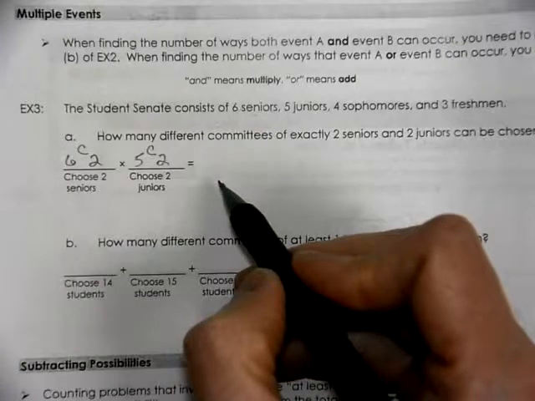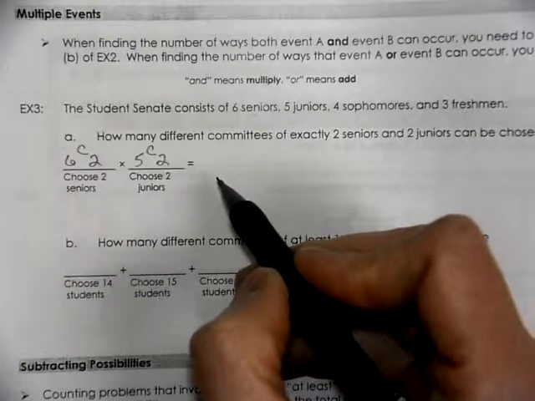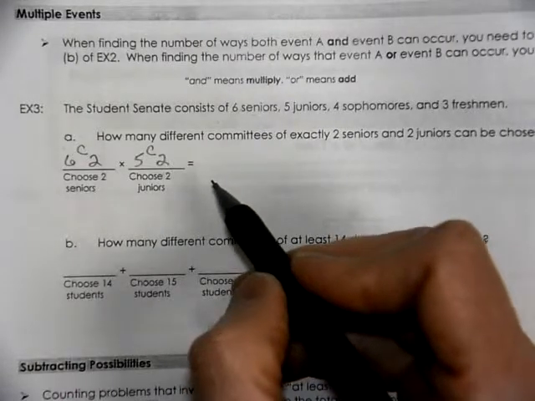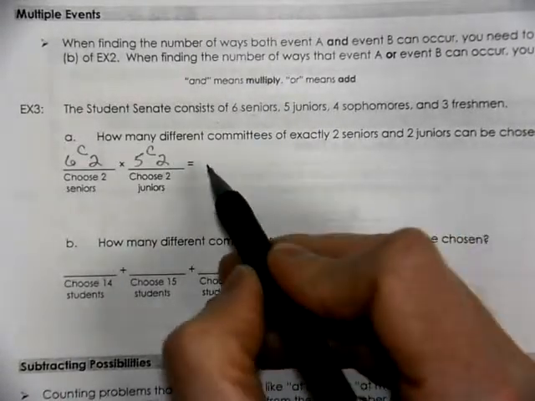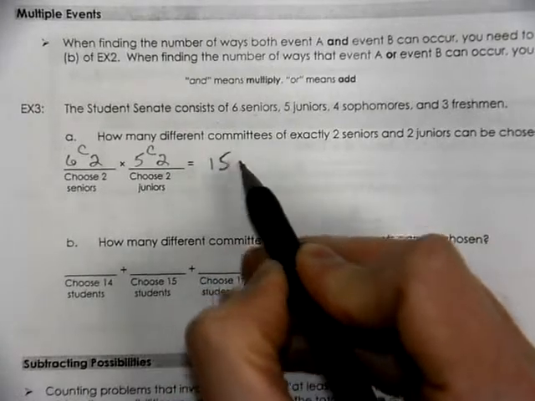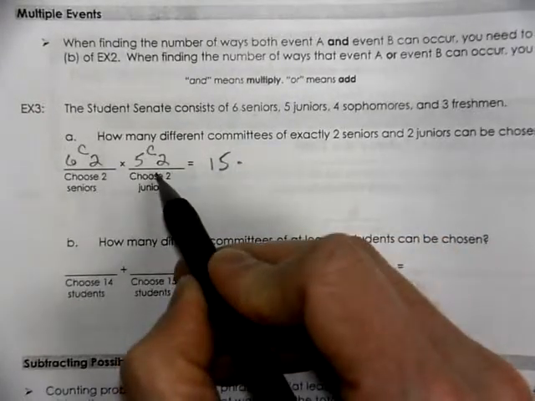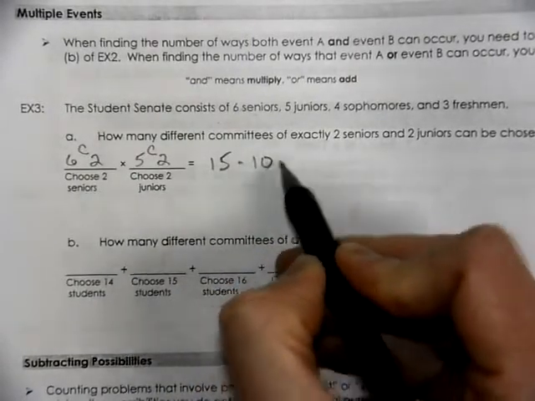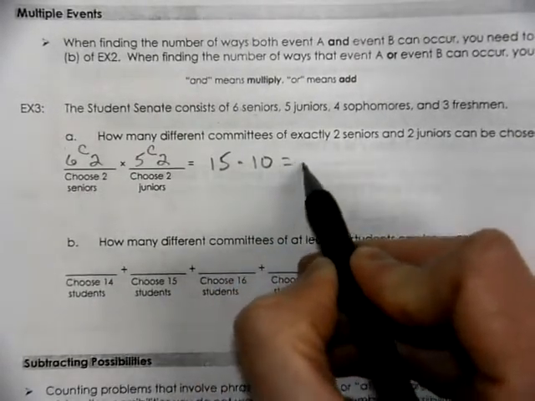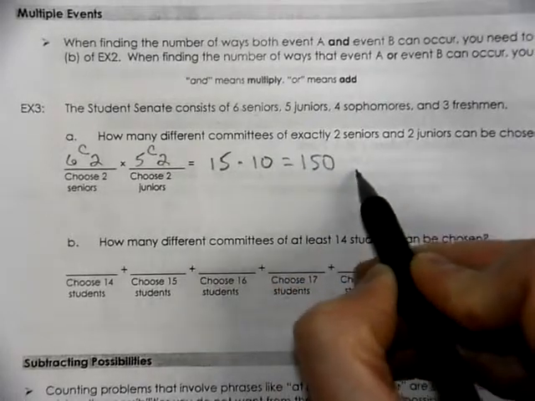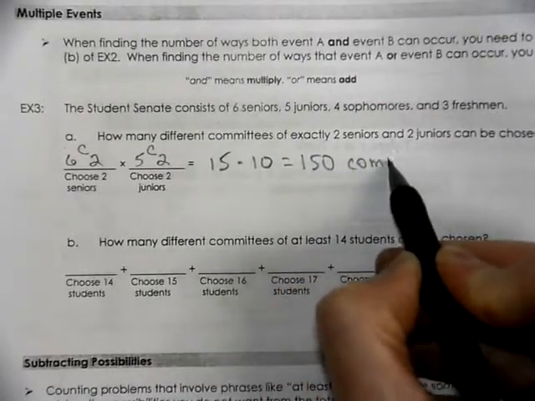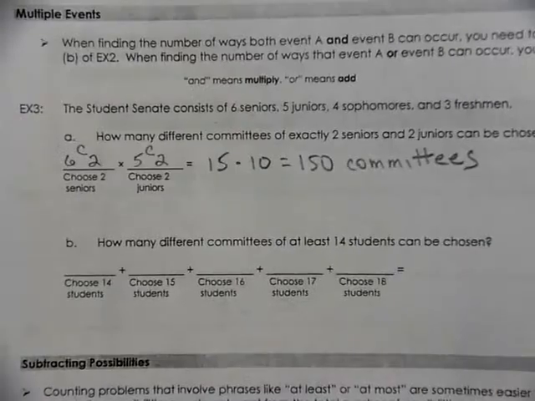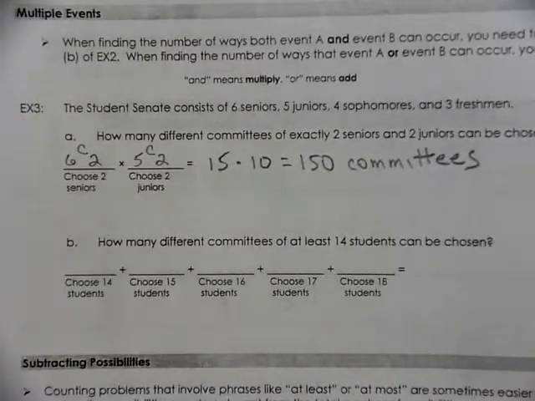So when we calculate this, we're going to use our calculator to show what 6C2 equals, and that will be 15. We'll use our calculator to figure out what 5C2 equals, and that's 10. So that gives us 150 committees that could be made with that scenario.